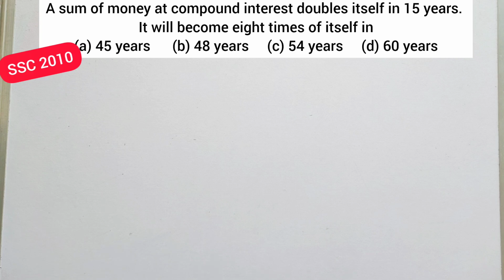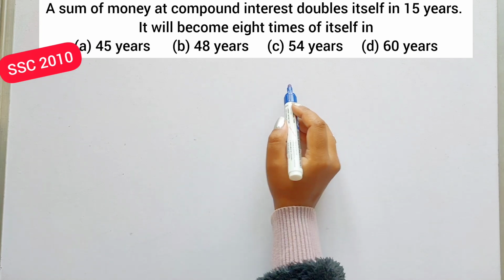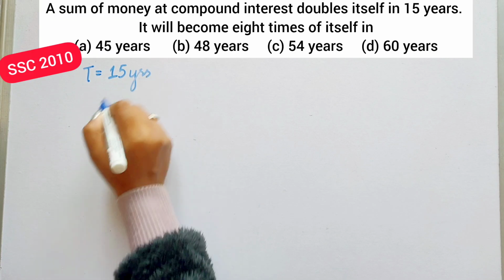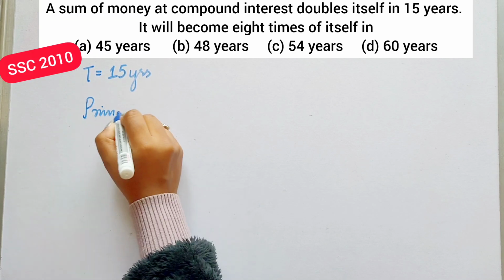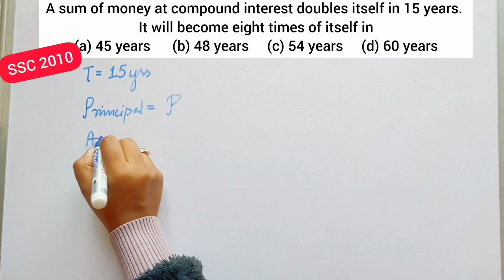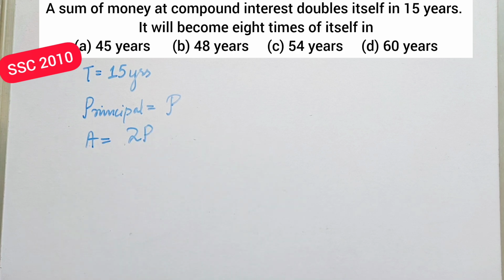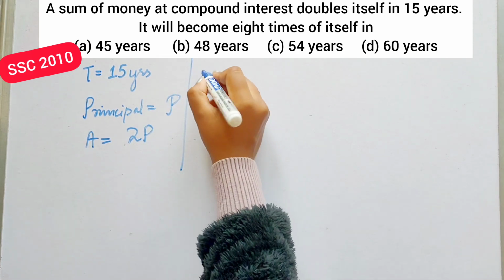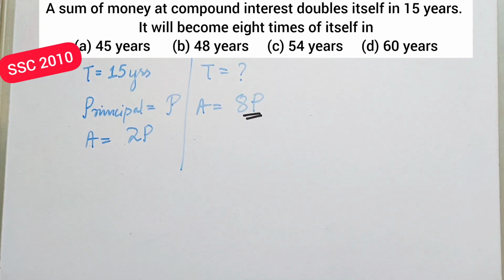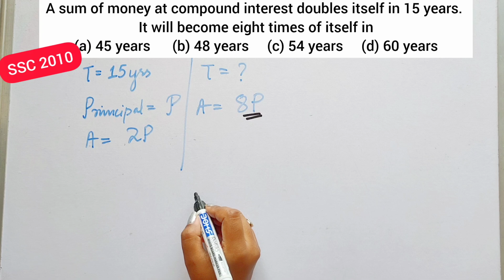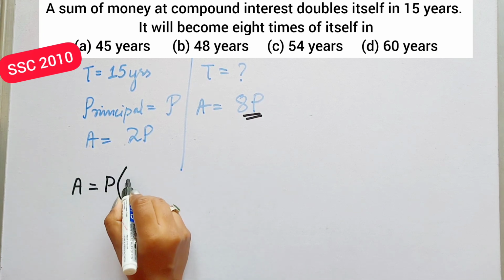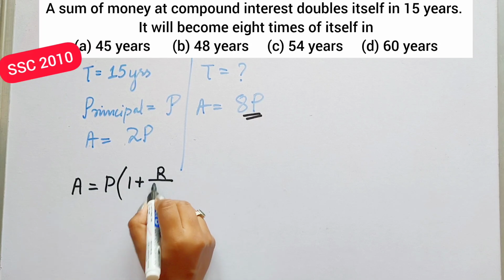We have the last question with us. A sum of money at compound interest doubles itself in 15 years. So in 15 years, a sum of money is doubling itself. If the principal taken was P, then after 15 years, the amount will be 2P. The question says after how many years it will become 8 times the principal. This is a question from SSC 2010, and to solve it, first we will write the formula of amount compounded annually. Since nothing is given in the question, we will assume it is compounded annually.